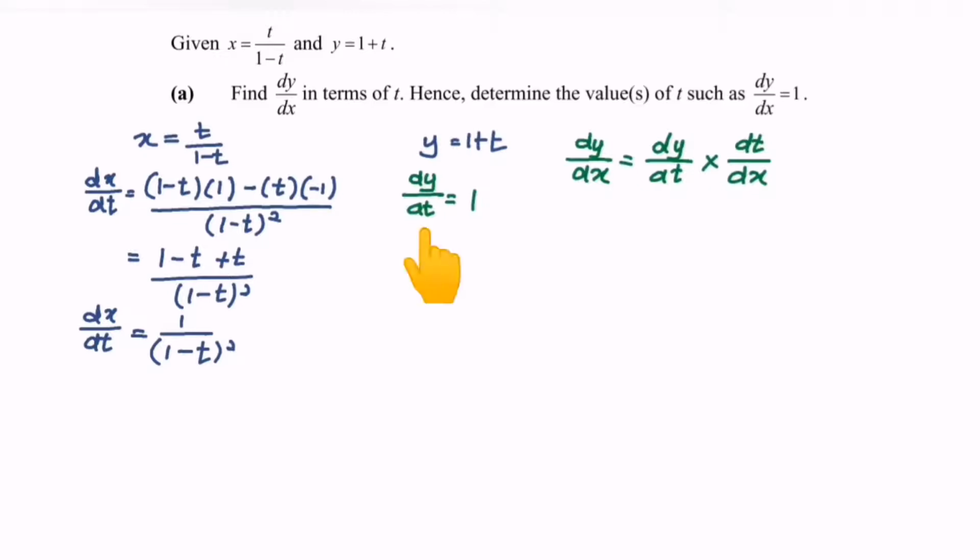So here, dy/dt is equal to 1, multiplied with dt/dx. Here we have dx/dt, so in order to get dt/dx, we have to multiply with (1 minus t) squared over 1. So finally, dy/dx will be equal to (1 minus t) squared.